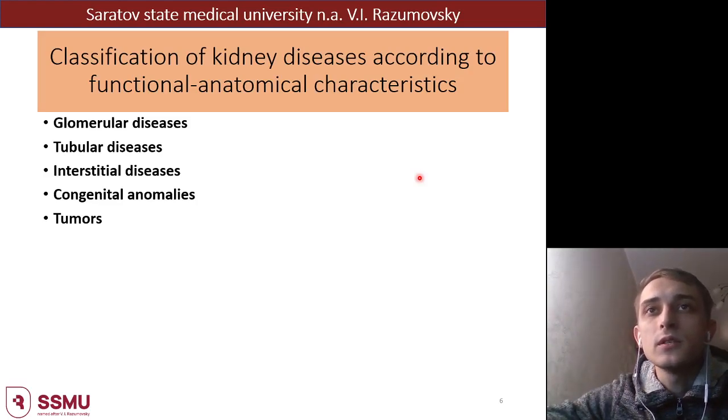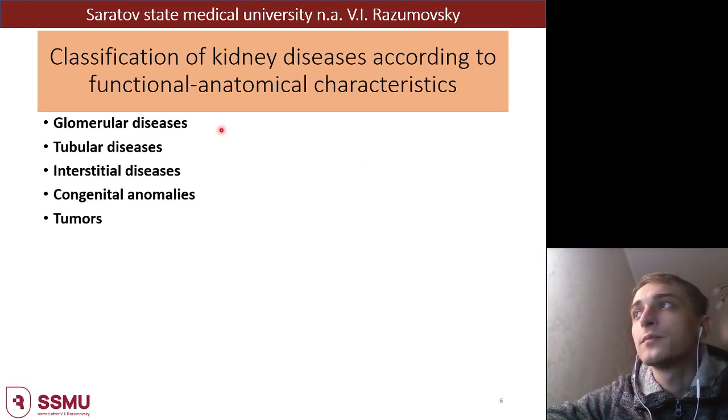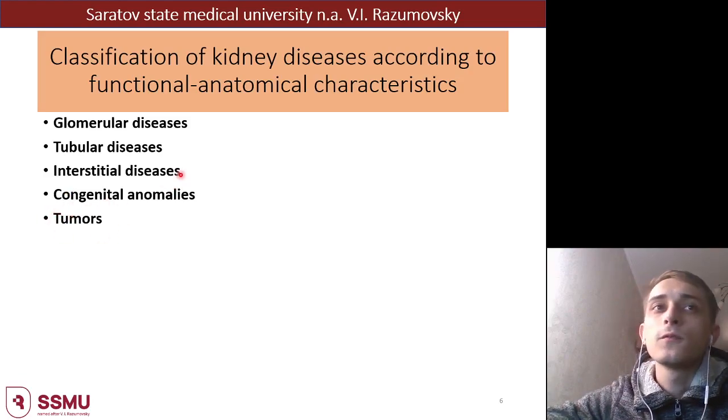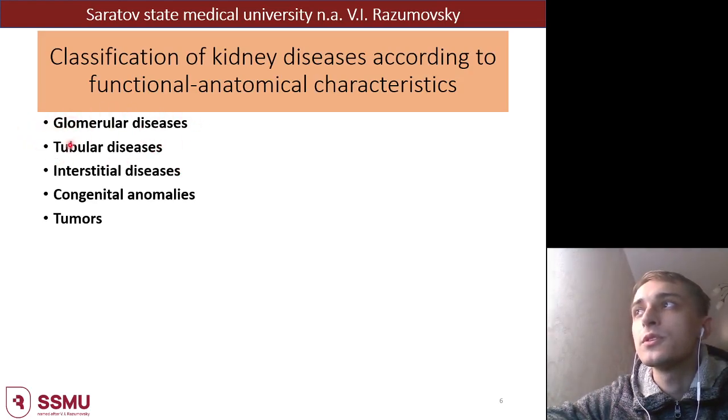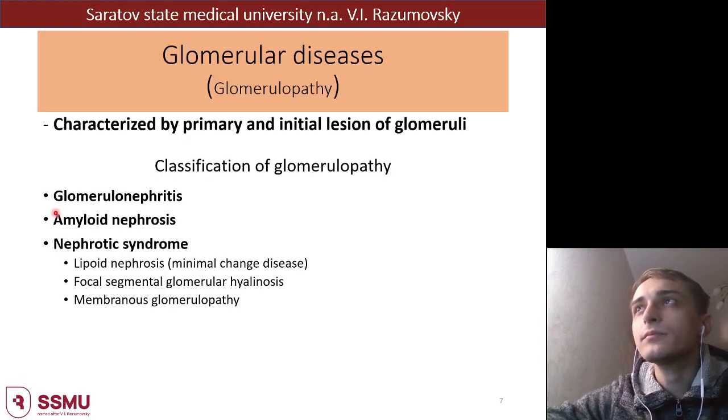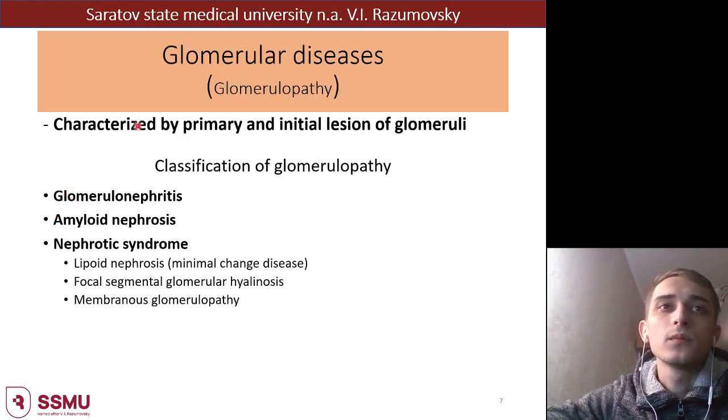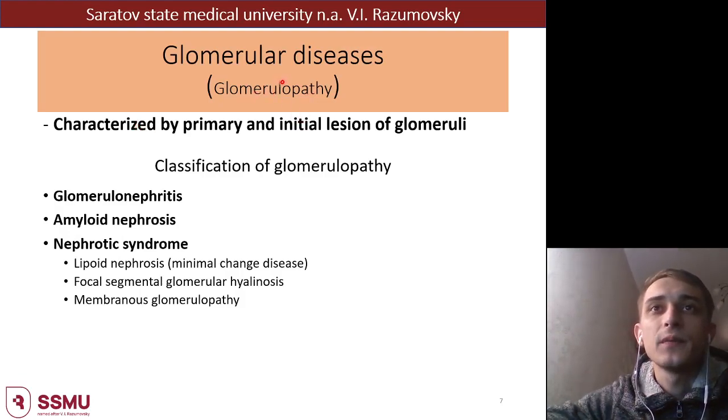All diseases of the kidney will manifest themselves by 5 processes: glomerular diseases, tubular diseases, interstitial diseases, congenital anomalies, and tumors. In our department, we will discuss glomerular diseases, tubular diseases, and tumors. They are most important for us. But first of all, we should talk about glomerular diseases or glomerulopathy.